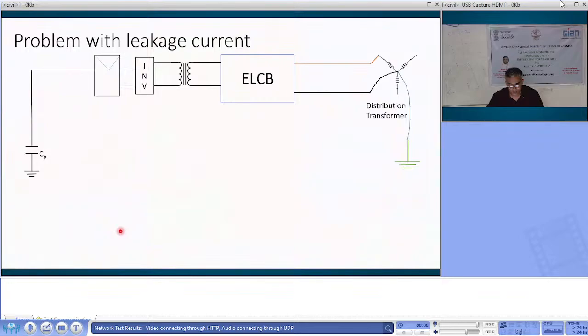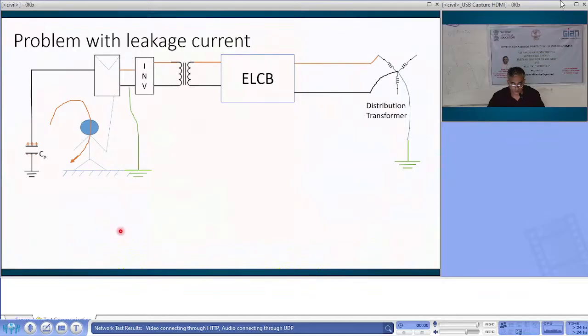Now there is no path for leakage current. But again the capacitance remains charged. Your parasitic capacitance remains charged in this case. So what is the problem if it remains charged? Then if you touch the system, you will get a high voltage shock. Current will flow through your body.